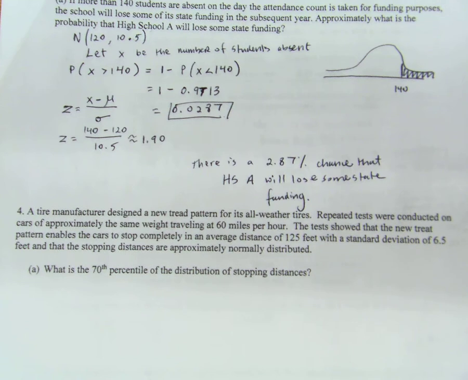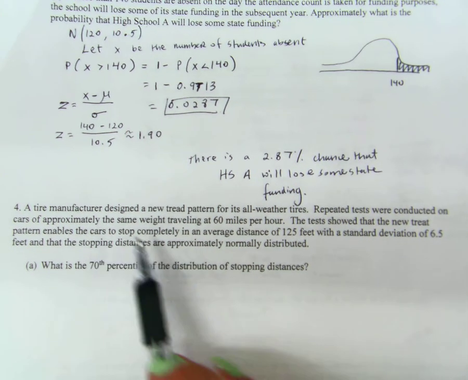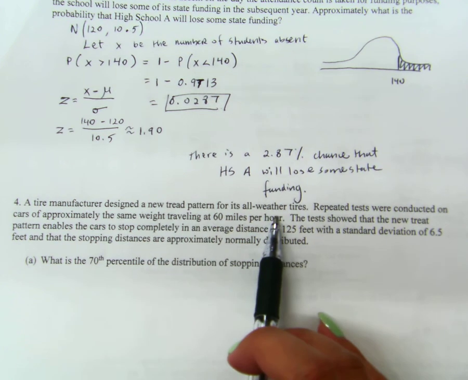Okay, so we have another question. This time, this one comes from 2009. This is question number 2. I'm only including part A because, again, we still don't know how to do the full problem, but we'll see this problem again. Okay, so a tire manufacturer designed a new tread pattern for its all-weather tires.